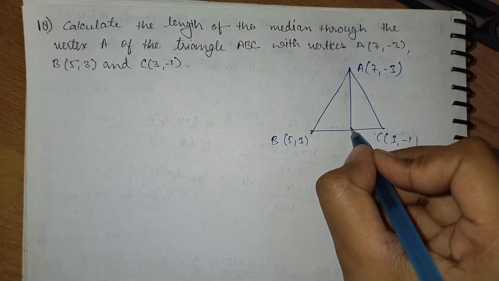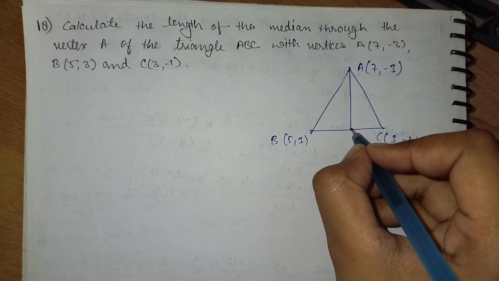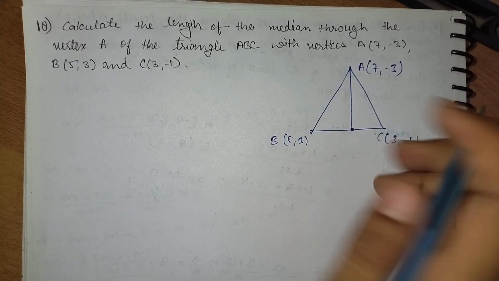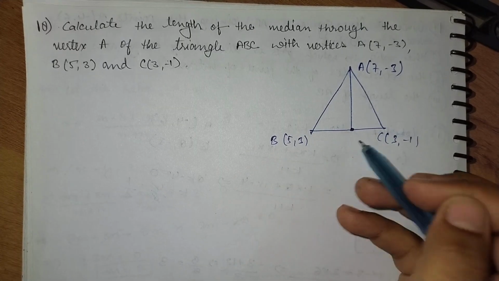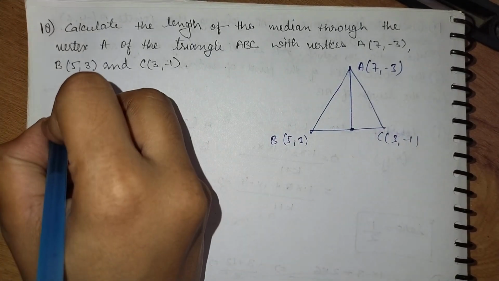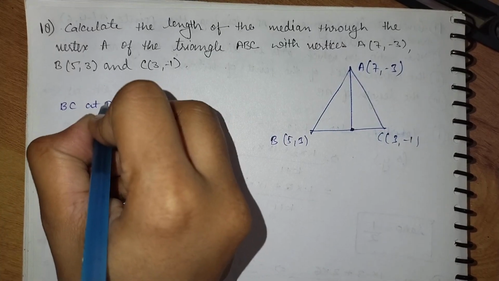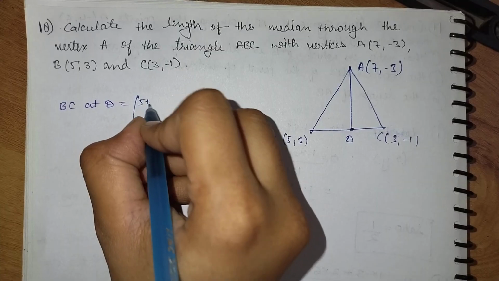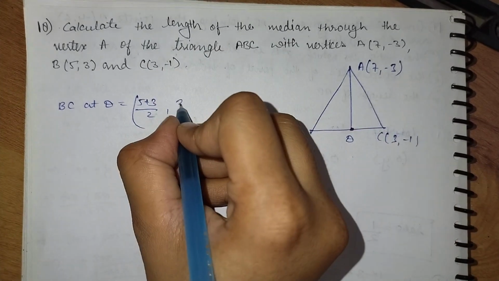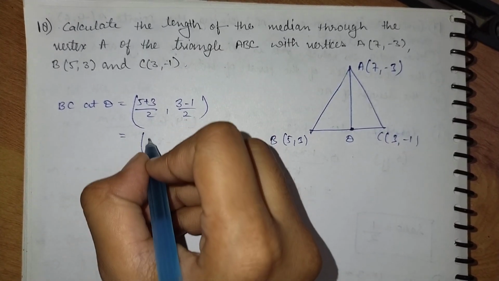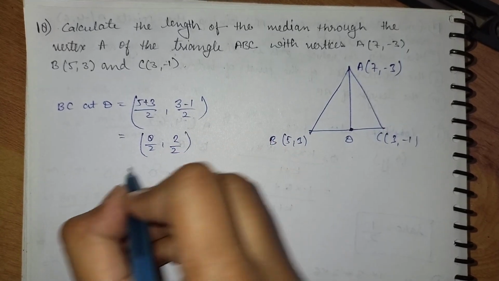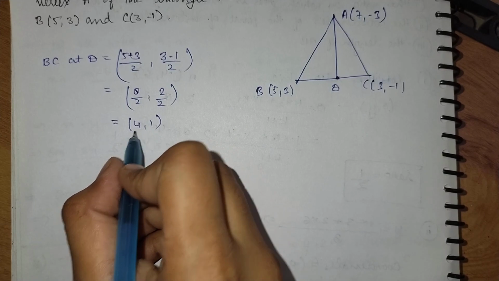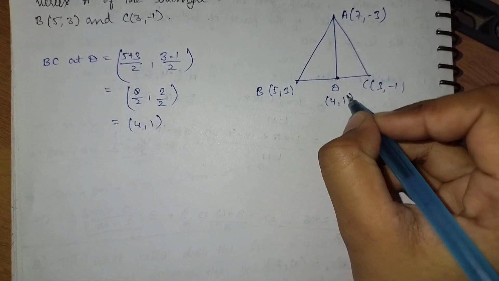So if we write, this is the median through the vertex A and this is the point D. A median from any vertex cuts the opposite side into equal parts, meaning this point will be the midpoint of BC. Hence if we find the midpoint of BC at D, the coordinates of D will become 5 plus 3 by 2, and 3 minus 1 by 2, which will be 8 by 2 and 2 by 2. So simply 4 comma 1 is the midpoint D. So the coordinates of D are 4 comma 1.